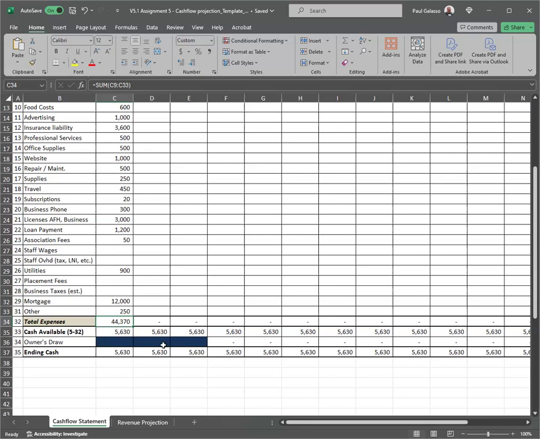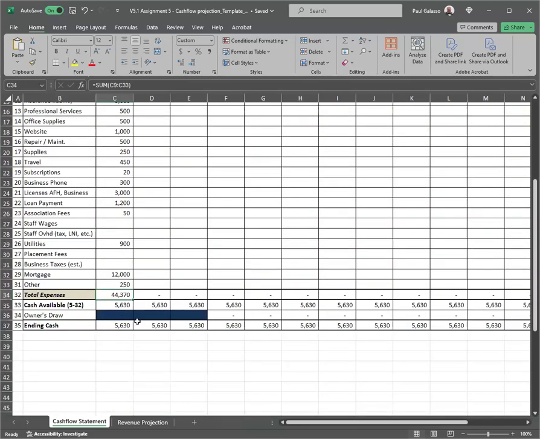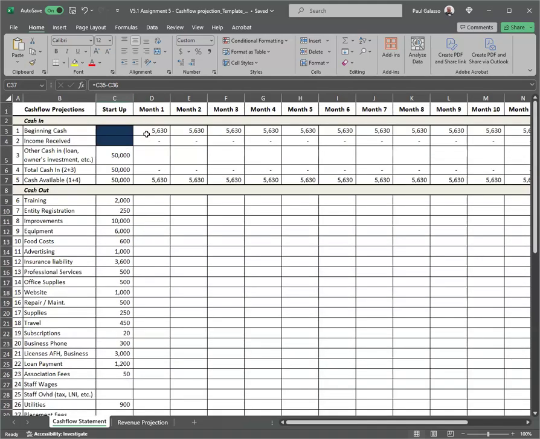During the startup phase and the first couple of months, we are not going to take any owner's draw. So on the template where you see these blue boxes, that means you do not put anything in those blue boxes, all right? So we have $5,630 in cash available at the end of the startup phase. We do not take an owner's draw, leaving us an ending cash balance of $5,630.